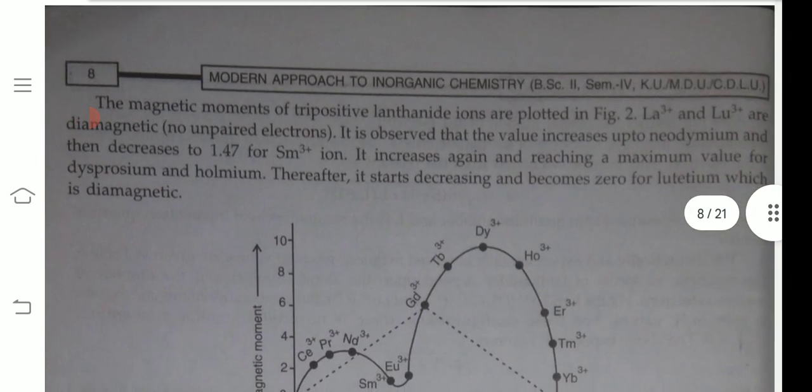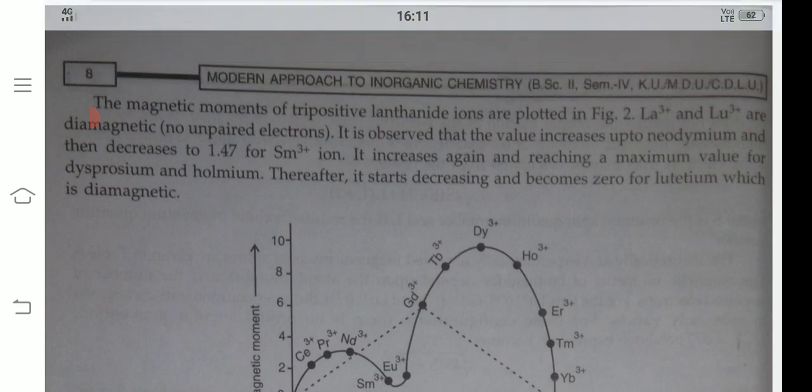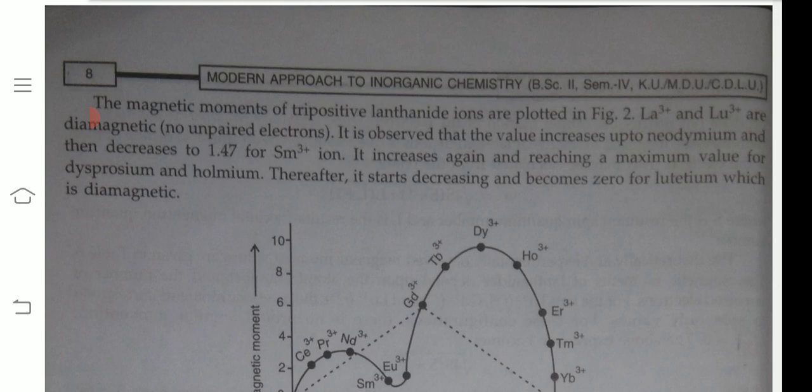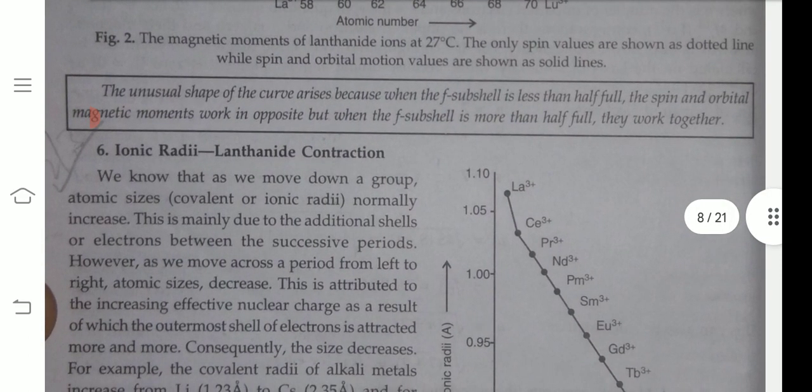The magnetic moments of tri-positive lanthanide ions are plotted in the graph. It is observed that the value increases up to neodymium and then decreases. For samarium 3+ ions, it increases again, reaching a maximum value for dysprosium and holmium. Thereafter it starts decreasing and becomes 0 for lutetium, which is diamagnetic. The unusual shape of the curve arises because when the f subshell is less than half full, the spin and orbital magnetic moments work in opposition, but when the f subshell is more than half full, they work together.